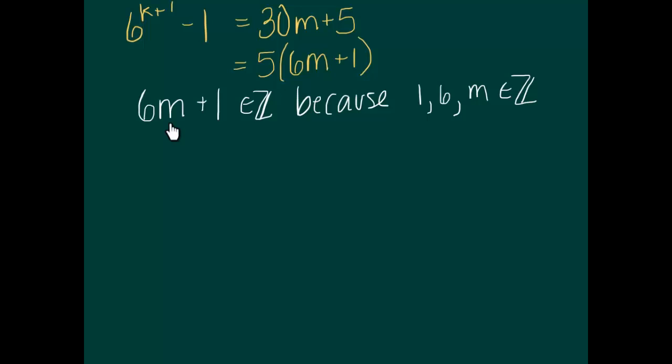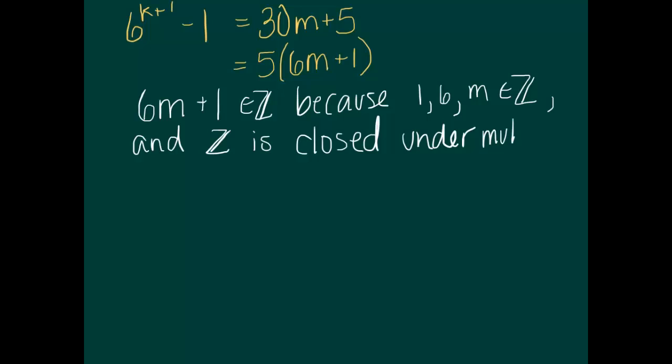Is it true that if we add two integers, we get an integer? Yes, because integers are also closed under addition. So I have to say that last piece. 6m plus 1 is an element of the integers because 1, 6, and m are elements of integers, and integers, or the set Z, is closed under multiplication and addition. Without saying that last part, I'm not convinced that 6m plus 1 is an integer.